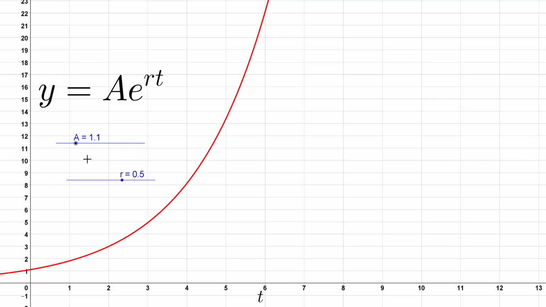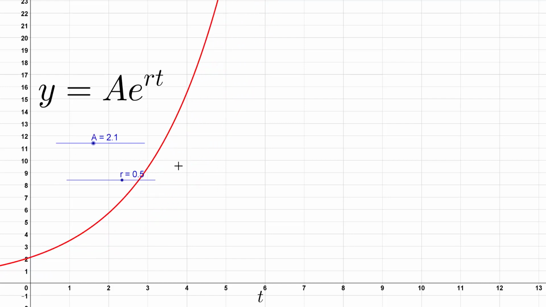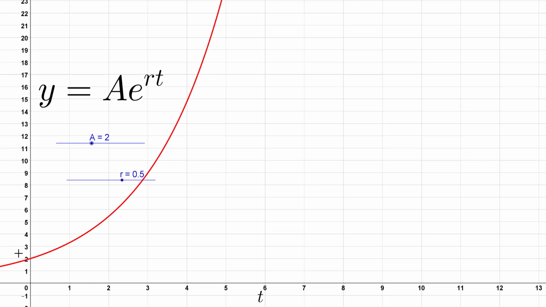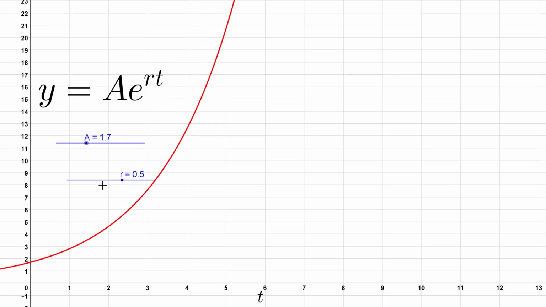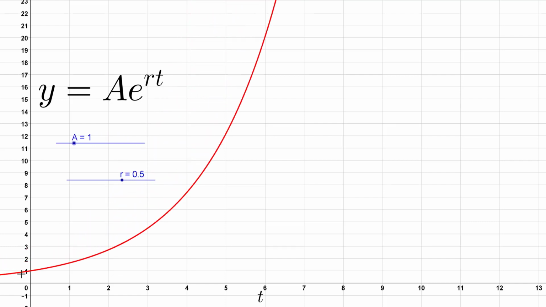Now, what if we change the value of a? So if we change the value of a, let's say we make a 2, you can see here on the graph how that affects it. Now the graph starts at 2. When t is 0, our value is 2. And same again, if we set a as 3, you can see our initial value, therefore, is 3. So you can see that changing a, changing the initial value, changes where it cuts the vertical axis and shifts the graph up and down basically. So if I change back to 1 now, we can see that the graph starts at 1.